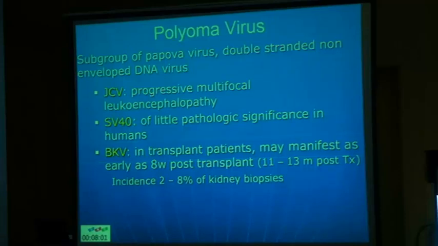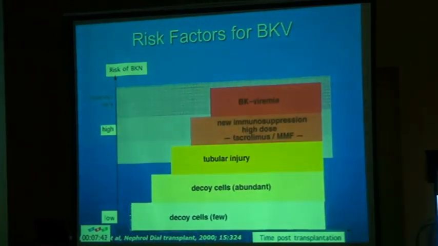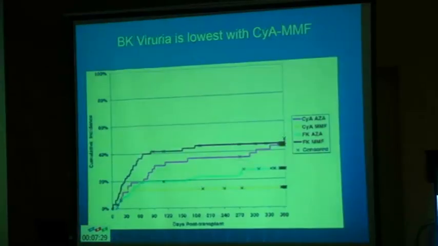And now we come to the next important one, which is the polyomavirus, which has subgroups. The most important that we care about is the BK virus, because it occurs in transplant patients as early as 8 weeks post-transplant. And it can cause ureteric stenosis, hemorrhagic cystitis, and interstitial nephritis. You go from below upwards, you can get decoy cells, which start as a few cells and then become abundant, and you get tubular injury. This particularly happens more commonly with a combination of tacrolimus and MMF, and then you get a BK viremia.